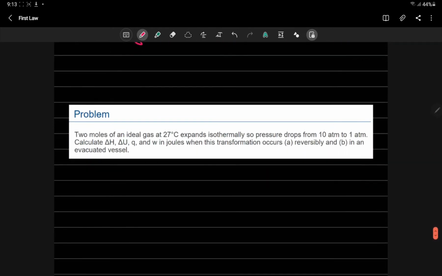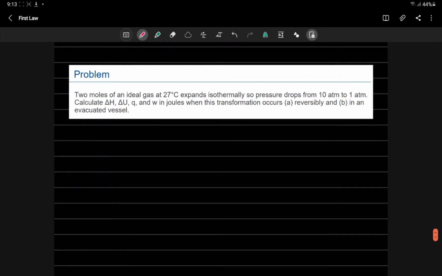Now let's solve another problem wherein there are 2 moles of an ideal gas at 27 degrees Celsius and it expands isothermally. So pressure drops from 10 atmosphere to 1 atmosphere. Let's calculate delta H, delta U, Q, and W in joules when this transformation occurs. Letter A, reversibly, and letter B, in an evacuated vessel. So let's do first letter A.